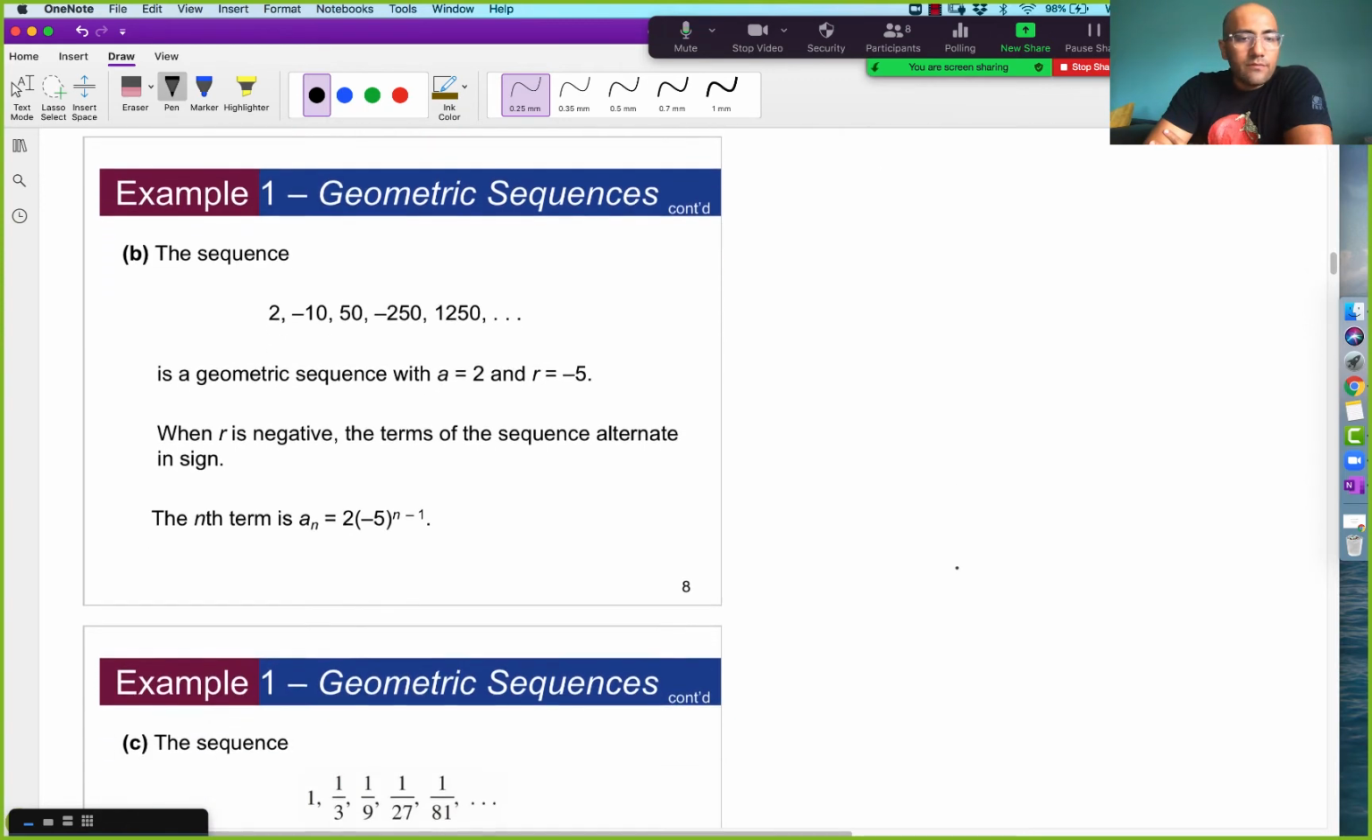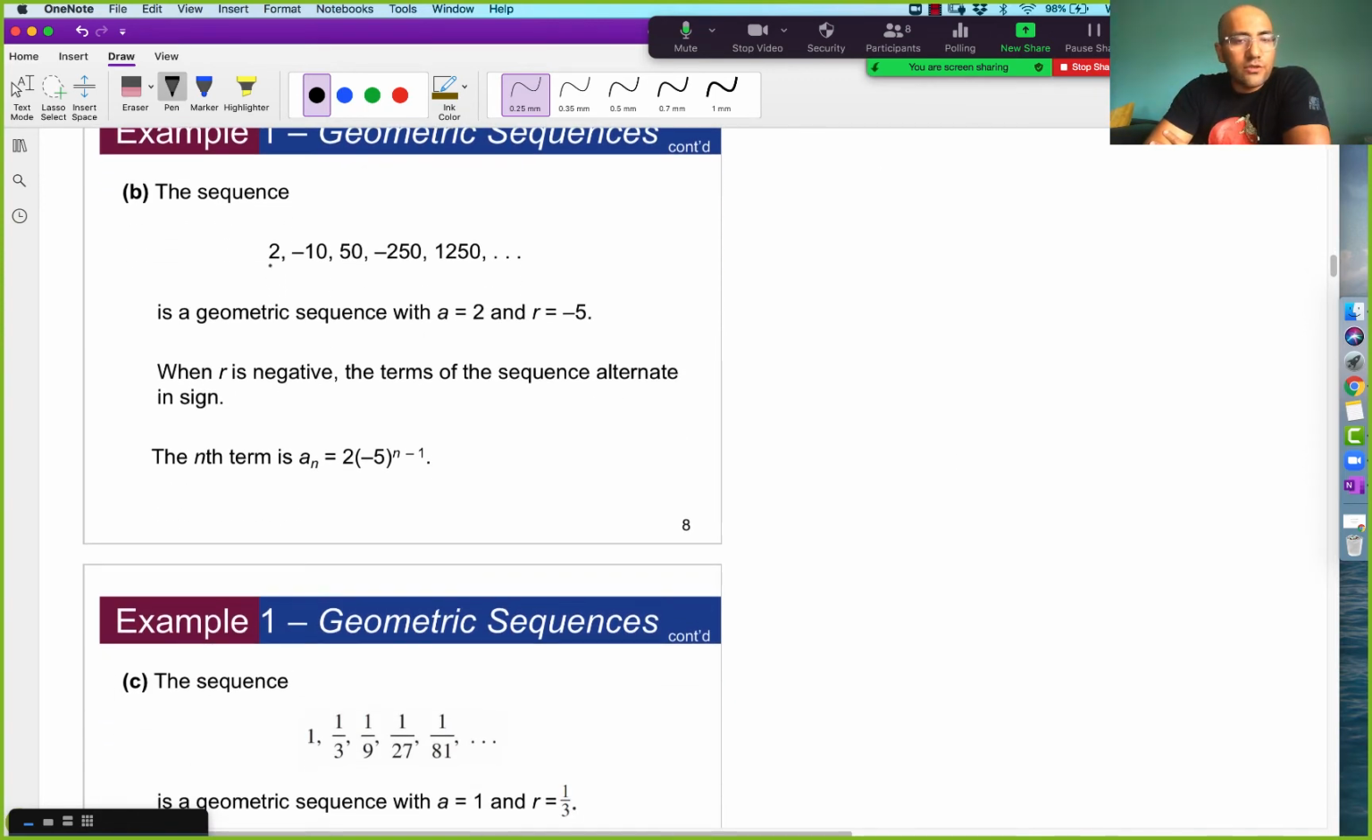Okay, let's look at another example. Here's a case where the initial value is a 2, and then the next value is a negative 10, and then a 50, and then a negative 250. Okay, so you can grab any two consecutive numbers and divide them to get your common ratio. So 50 divided by negative 10 gets you to negative 5. Or any other common value, negative 250 divided by 50 is equal to negative 5. Good. Make sure that they're consecutive on the list, though, in order for this to work out so easily.